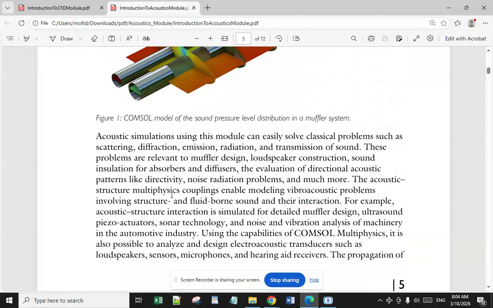The acoustic-structure multiphysics couplings enable modeling vibroacoustic problems involving structure- and fluid-borne sound and their interaction. For example, acoustic-structure interaction is simulated for detailed muffler design, ultrasound, piezoacoustics, sonar technology, and noise and vibration analysis of machinery in the automotive industry. Using the capabilities of COMSOL Multiphysics, it is also possible to analyze and design electroacoustic transducers such as loudspeakers, sensors, microphones, and hearing aid receivers.